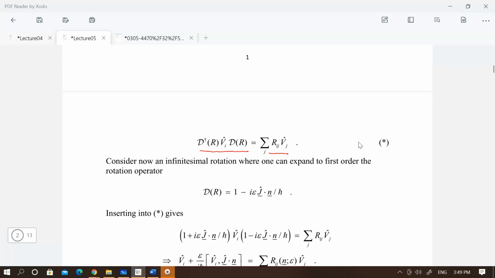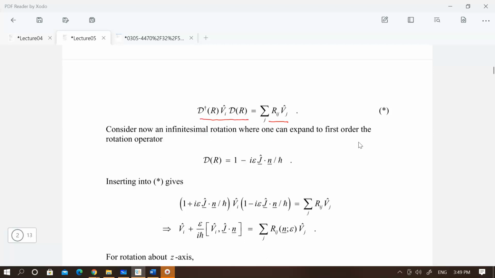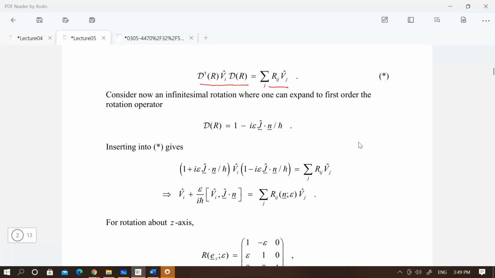We shall see in a few minutes what is some example. So one of the things that we can actually try to do is perhaps consider an infinitesimal rotation with respect to some direction. Here is with respect to the n direction. So one can actually write down this D dagger as 1 plus i epsilon J dot n on h bar, and then you have this operator V_i, and then D again, you just use this one. Okay, and that should be equal to R_ij V_j.